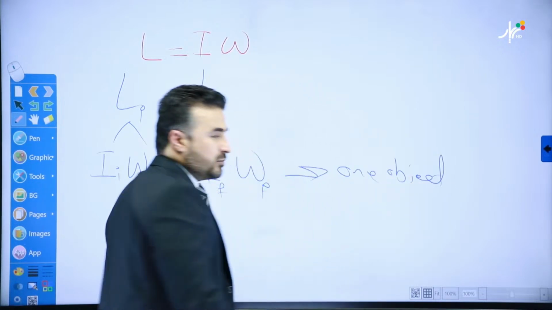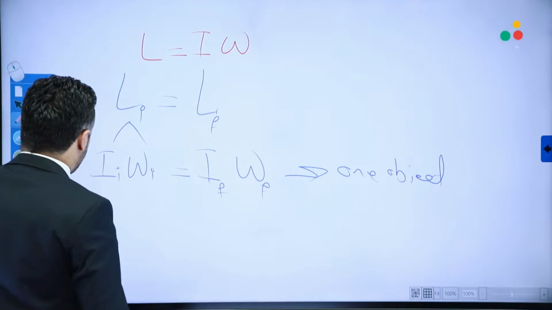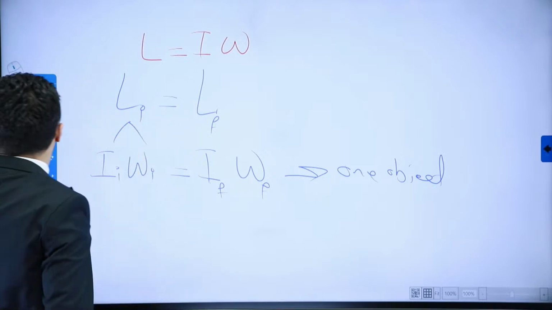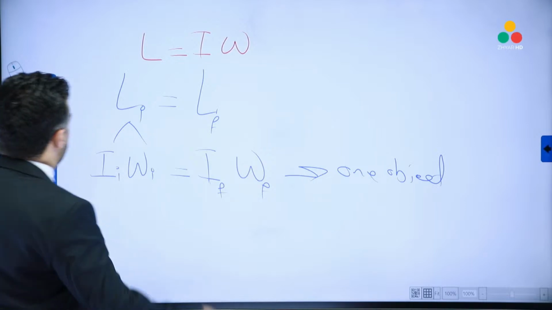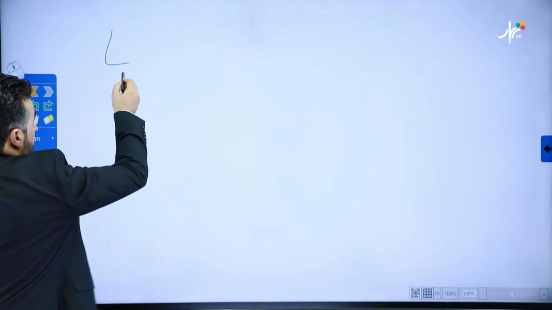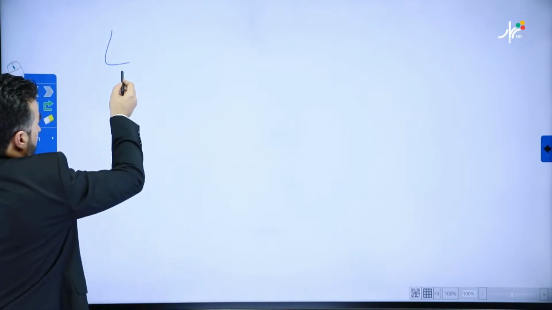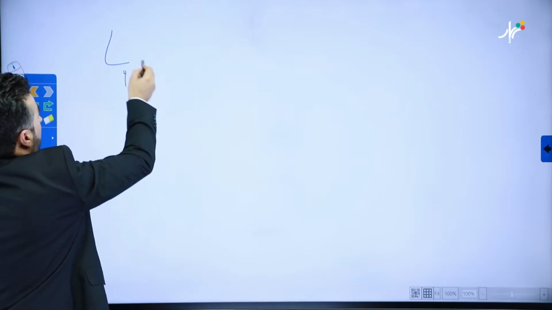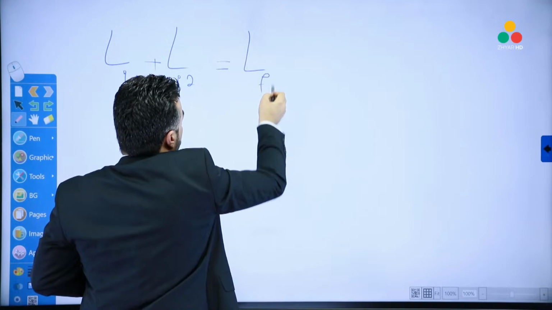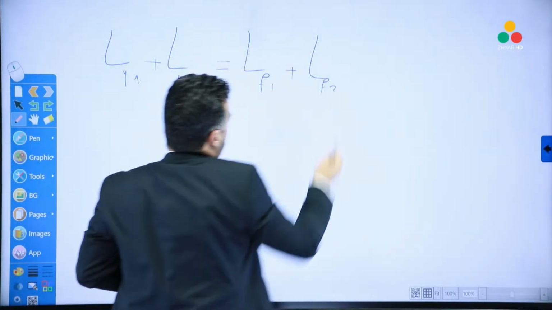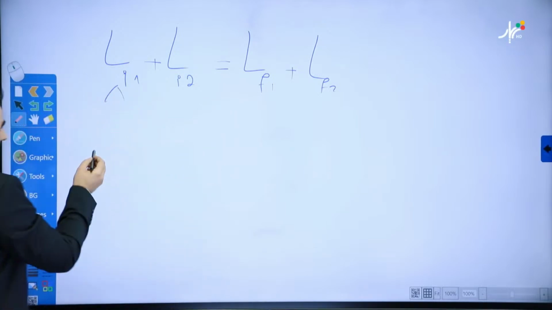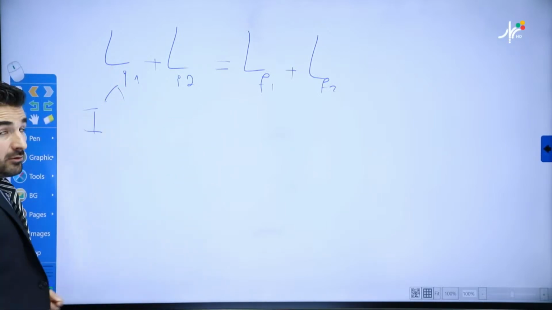What will we do if we have more than one object? In this case, we'll say the initial angular momentum of object 1. Let's write it down. Once again, initial and final will be equal, but in this case, we have the initial for the first object plus the initial for the second object equal to the final for the first object plus the final for the second object. But now, what are each one of these equal to? Of course, you know this. Each angular momentum is equal to what?